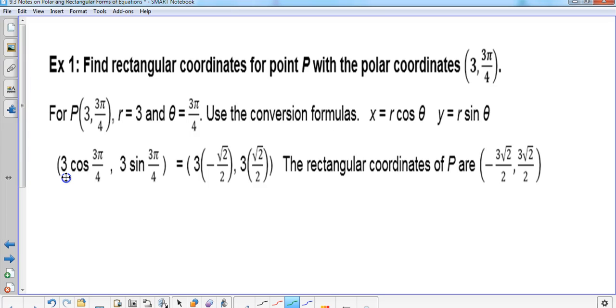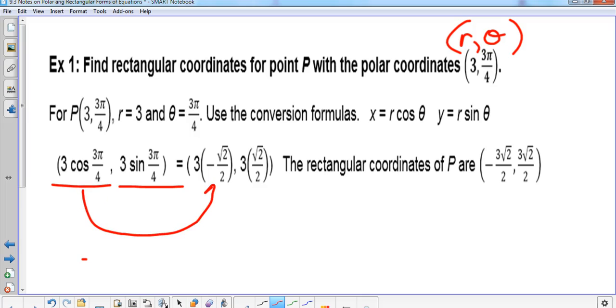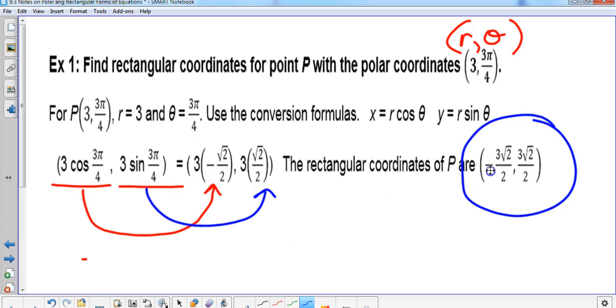And I'm going to skip to this example, and then we'll talk about going the other way. This is an r and a theta in radians. The trick is they want us to do as many of these as possible in exact form. So instead of saying 3 cosine 3 pi over 4 and 3 sine 3 pi over 4, now we're going to look at our unit circle and find the cosine and sine. Does that seem okay? So the cosine at 3 pi over 4 is negative square root of 2 over 2. Got your unit circle out? The sine is positive square root of 2 over 2. So the rectangular coordinates in exact form are negative 3 square root of 2 over 2 and positive 3 square root of 2 over 2. Okay?